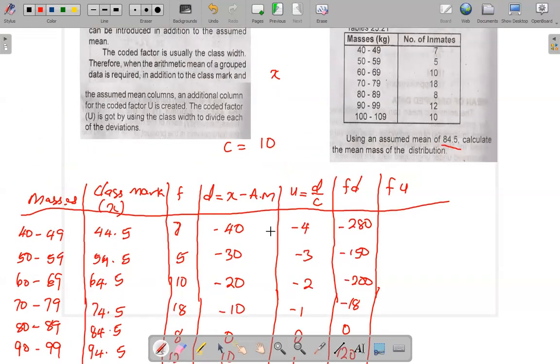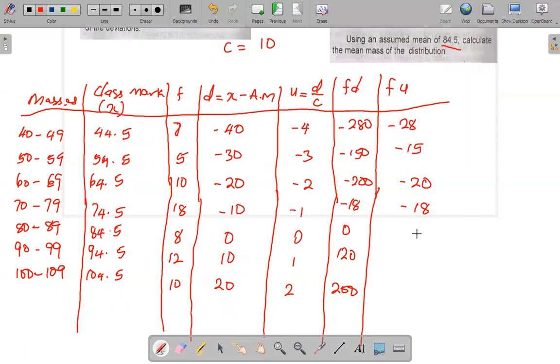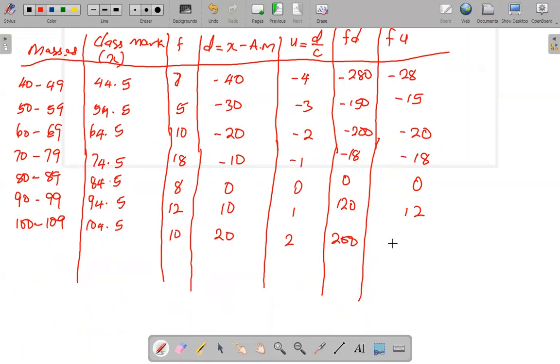Then finally FU. F times U is 7 times negative 4 is negative 28. 5 times negative 3 is negative 15. 10 times negative 2 is negative 20. Then 18 times negative 1 is negative 18. 8 times 0 is 0. 12 times 1 is 12. And 10 times 2 is 20.